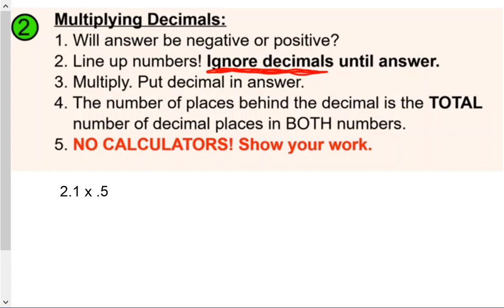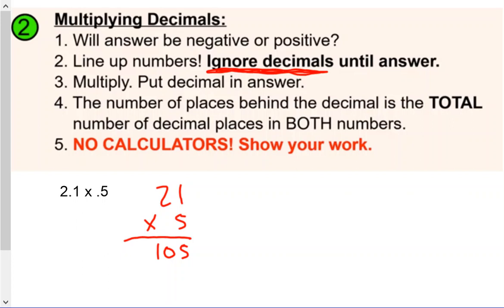I'm going to do this one for you. We've got 2.1 times 0.5. I'm going to forget about those decimals and we're going to use whole numbers. So it would be 21 times 5. Then we can multiply. 5 times 1 is 5. 5 times 2 is 10. So we get 105.